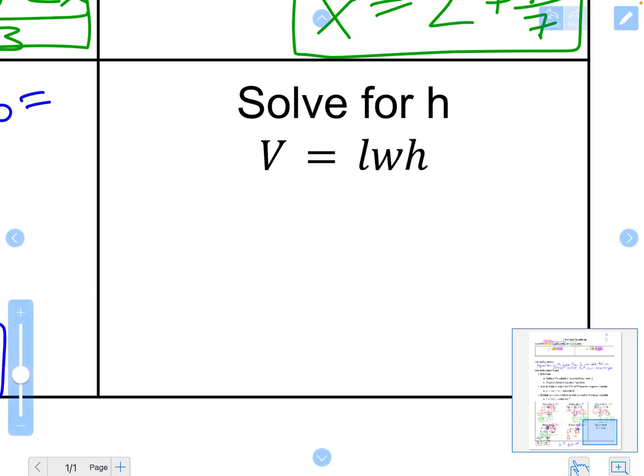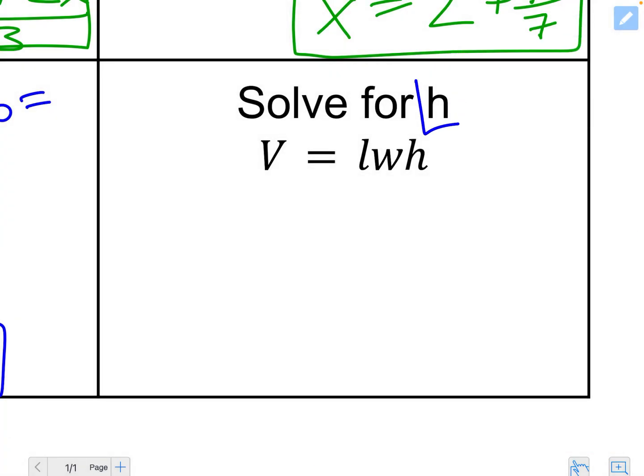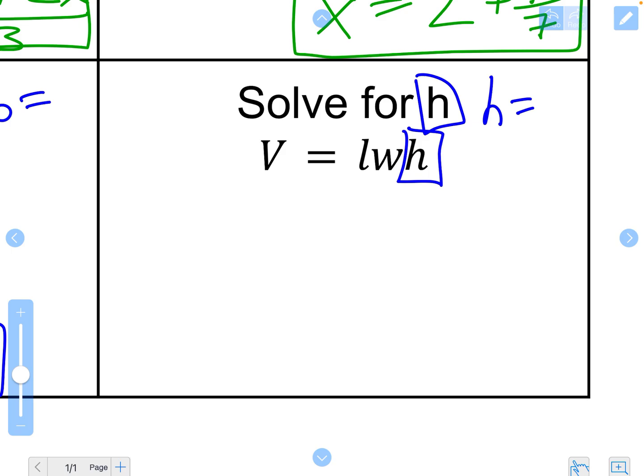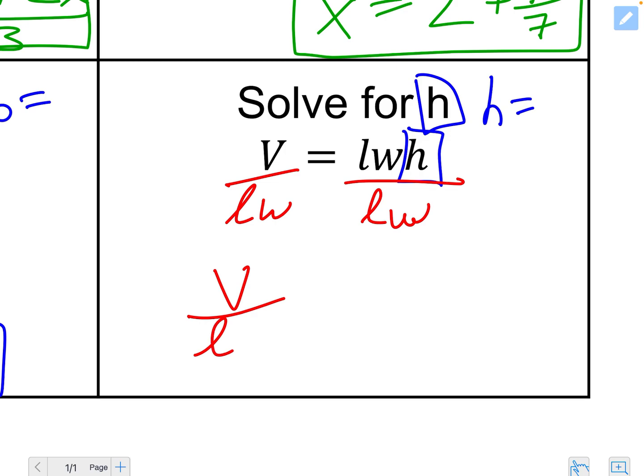All right, one last problem. So in this case, I need to solve for h, which means I need it to be h equals. I'm going to put a big box around my h. Now, this is one term because there is no plus or minus sign. So if it's one term, that means that both of these other two letters are coefficients. To get rid of coefficients, we divide by them. What I do to one side, I do to the other. And because they are all letters and I have no numbers, that is my final problem. V divided by LW equals H.